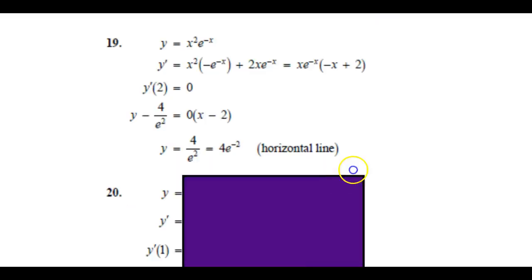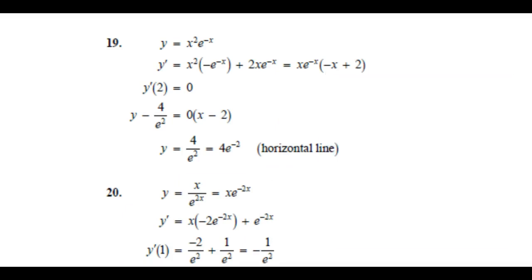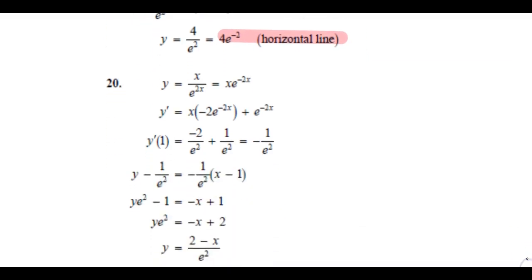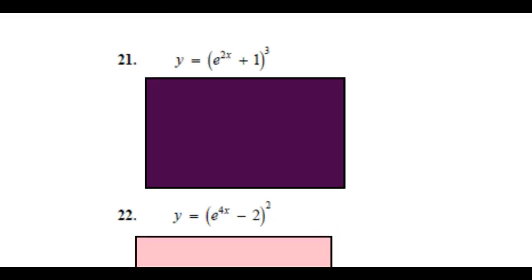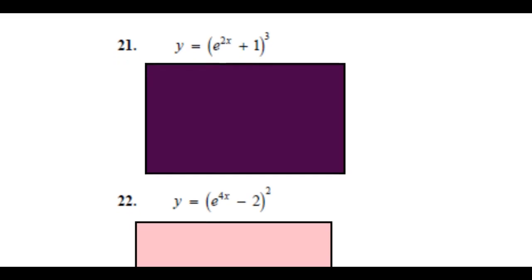So there's number 19. Did we get number 20 okay? Looks like 19's okay. Horizontal, that was just the y value. I think we did that. Okay, does that equal the same thing? Let's see. Y is equal to the slope, negative 1 over e squared x plus 2 over e squared. Yeah, they just wrote it differently than I like the way they wrote it, but you don't have to. Our answer was good. So try 21, try 22. Here are the solutions for this.